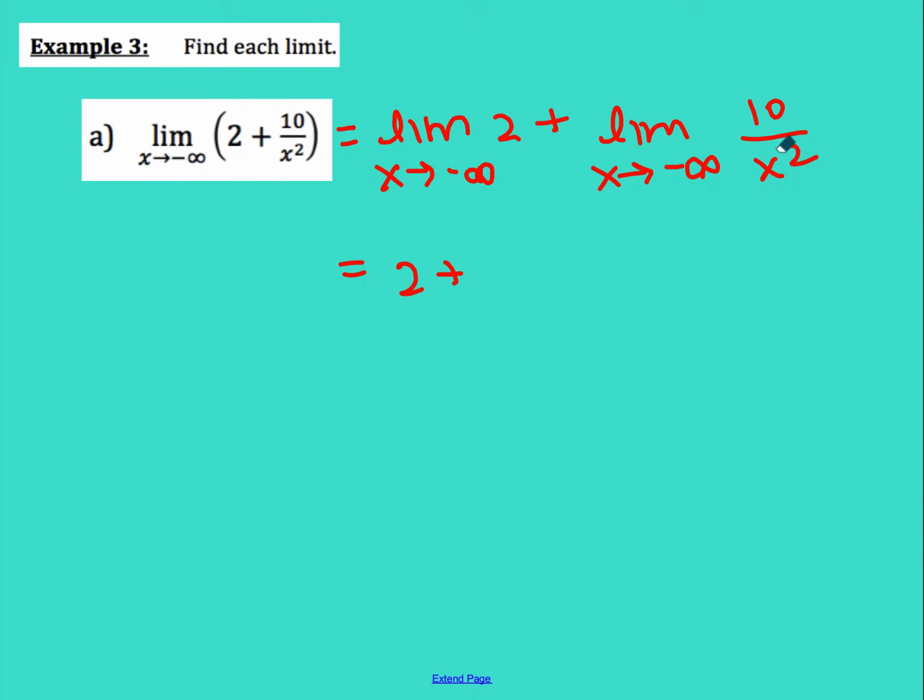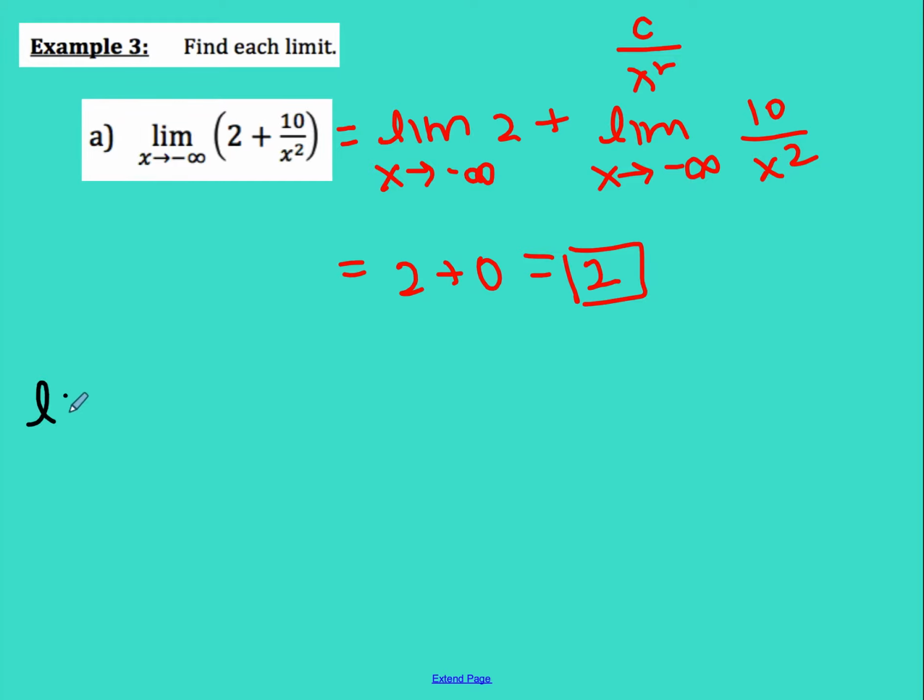It's the limit as x approaches negative infinity of 10 over x squared. Well, this is of the form c over x to the r, which we just got done discussing. If you have a constant over x to some number, the horizontal asymptote, or the limit as you go to positive and negative infinity, is 0. So this is 0. Or the other way you could think about it is plugging in a very large negative number for x. A very large negative number squared would make it a very large positive number, and 10 divided by a very, very large number would be 0. So this would be 2 plus 0, which is 2.